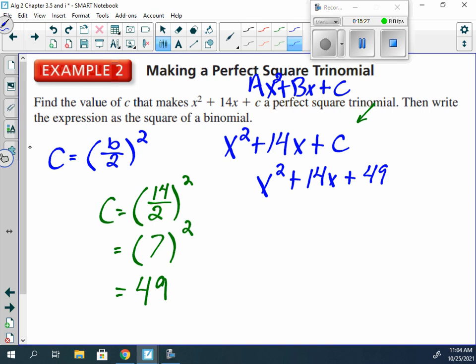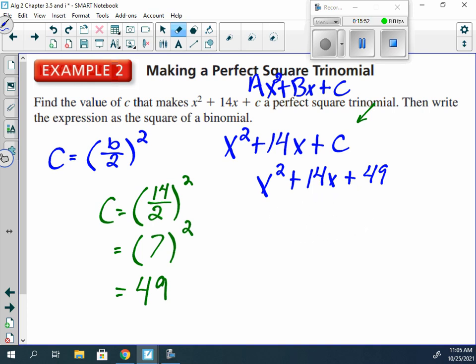Now we do want to write the expression as the square of a binomial. So just like on the last one where we had x minus 8 squared, that's what we want to rewrite this. Now we know that we're going to have x. Now we just need the other term.